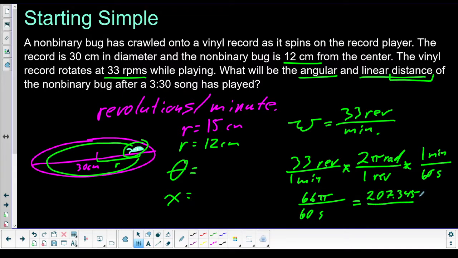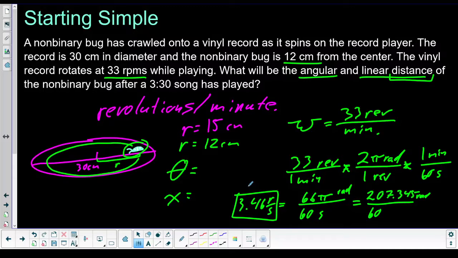207.345 radians per 60 seconds. And then we could divide that by 60. And we could get 3.46 radians per second. So either one is probably fine. But let's just use this number here. Okay. So far what we have is our angular velocity in a more standard speed.